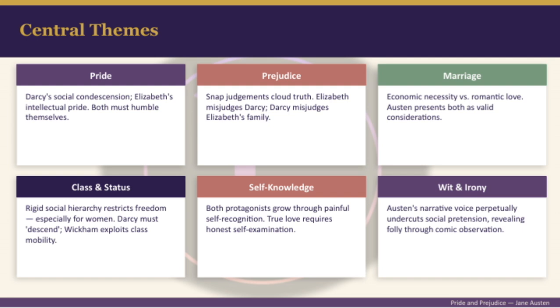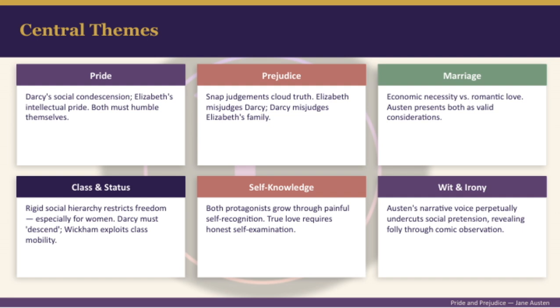Finally, pride plays a crucial role. Both characters need to shed their pride, Darcy's social arrogance and Elizabeth's prejudice, to truly understand and love each other. These themes are intertwined, revealing how social class, pride, prejudice, and self-awareness shape the characters' journeys and the novel's enduring message about human nature.